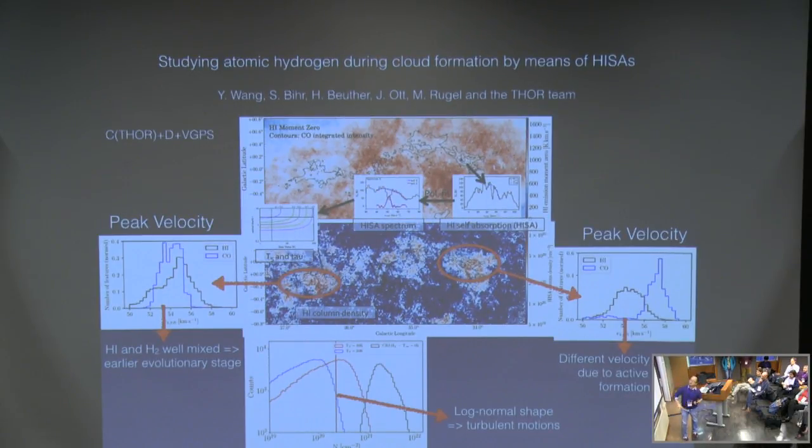We can see that on the filament on the right side, the peak velocity of the CO and the H1, which is shown in black, are different, but they are very similar on the left side. So maybe it's a different evolutionary stage, maybe it's due to active star formation.